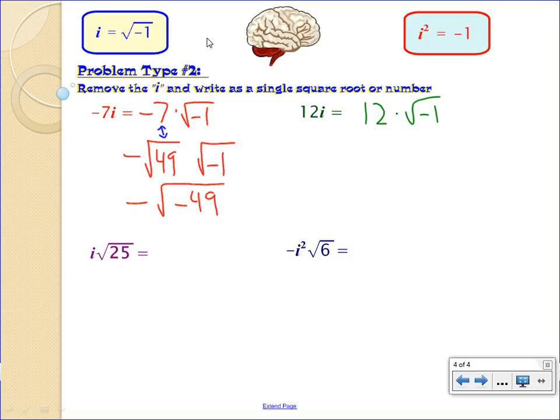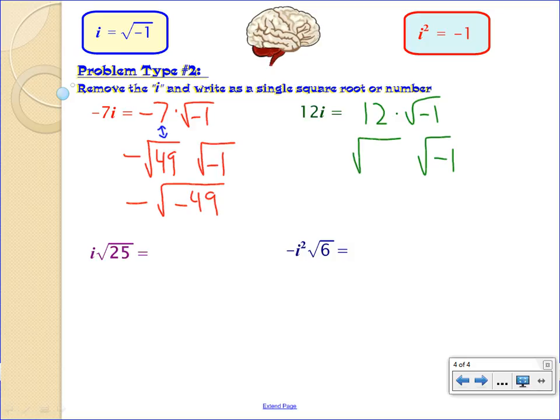But again, I have that problem of one number that's not in a square root and one value that is in a square root. I need them both to be under a square root so that I can combine them. So again, I have to replace 12 with a square root. And if I square root a value and get 12, it must have been 12 squared, because if I square 12 and square root it, I get right back to 12.